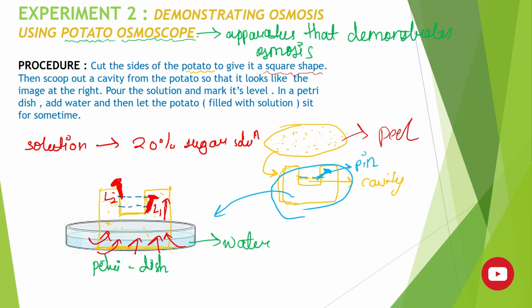Put powdered sugar in the cavity, mark the level of the sugar with a pin, then place it in a plate or bowl which is half filled with water. You have to dip the potato there, and then let it sit for some time, and then you can clearly notice the changes. The water is going to rise.